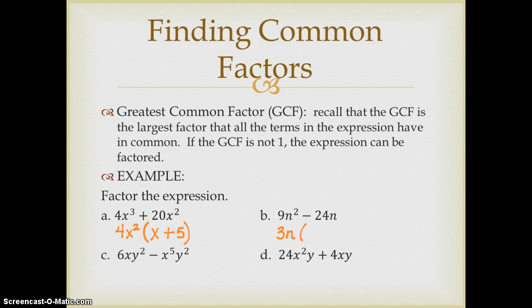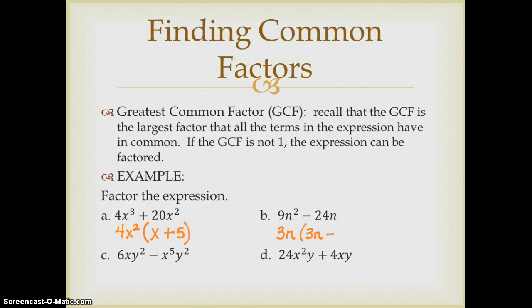So we're going to start with 3n as our greatest common factor, and then we're going to make our binomial that we have left here. So we've got 9n squared. So if I need to make 3n multiply out to 9n squared, 3 times 3 will give me my 9, and n times n will give me the n squared.